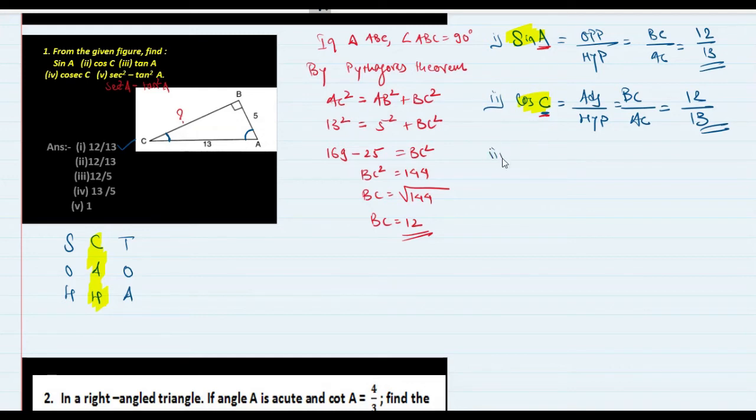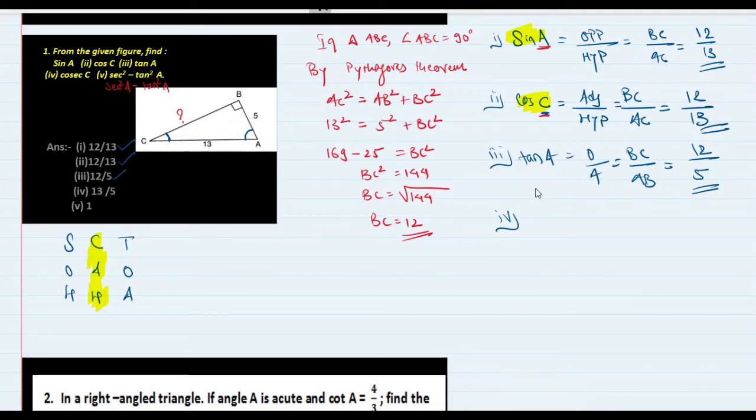Okay, next, the third one is tan of angle A. Tan of angle A is opposite upon adjacent. What is opposite? Opposite of angle A is BC. Adjacent is AB. So BC upon AB. BC is 12 and AB is 5. So 12 upon 5. So tan A is 12 by 5. Absolutely correct. Let's go to the next question.